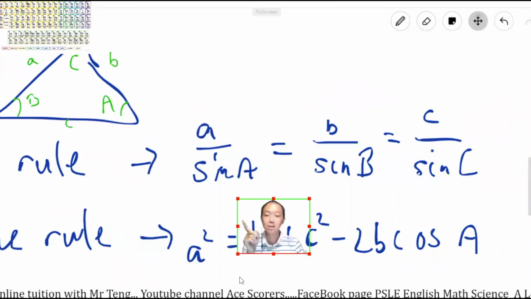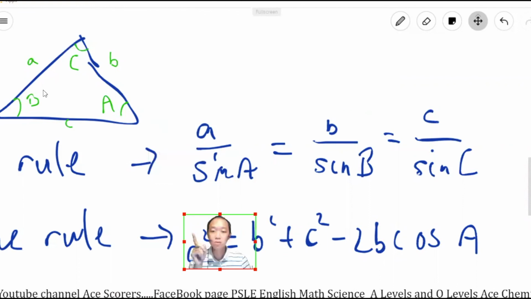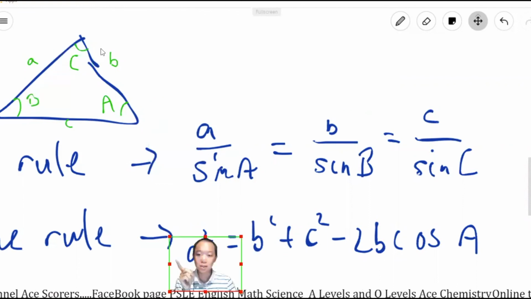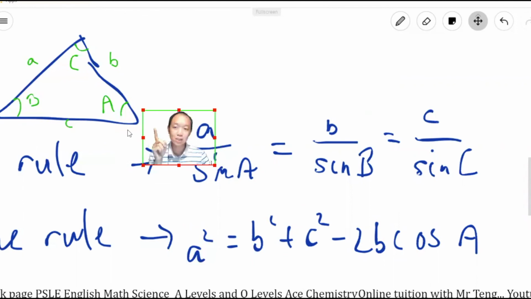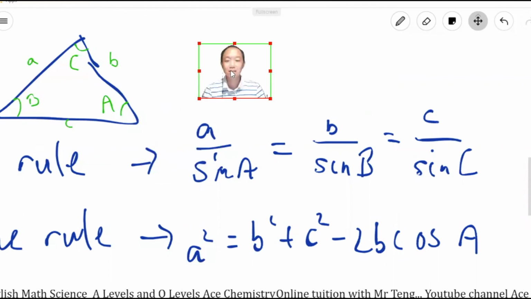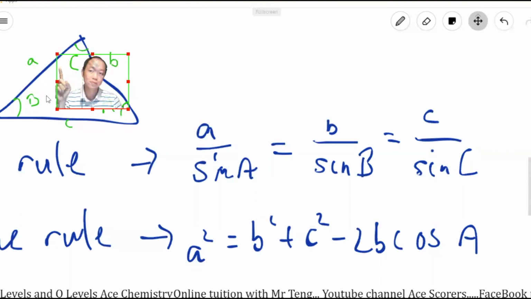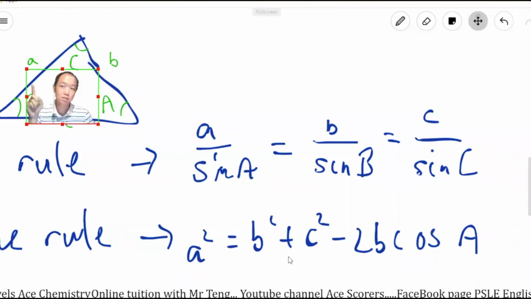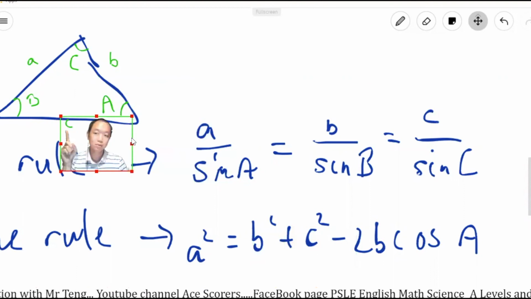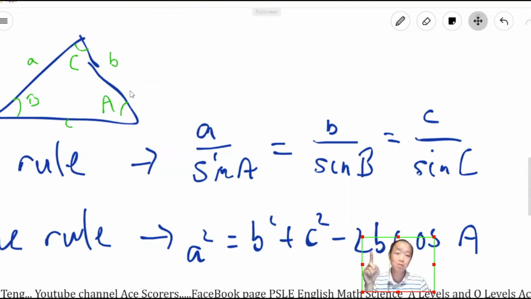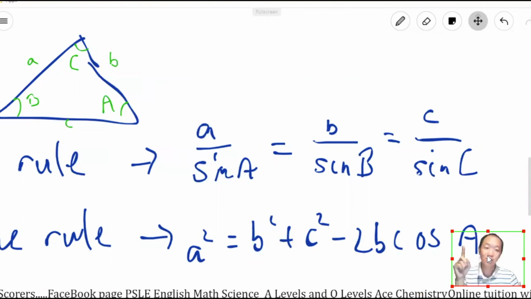So how about cosine rule? Small letter A is the length. That means cosine rule says if I take A square, the length squared, is equal to this square plus this square minus 2 times this times the cosine of angle A. One more time: small letter A square is equal to small letter B square plus small letter C square minus 2 times small letter B times small letter C times the cosine of angle A.